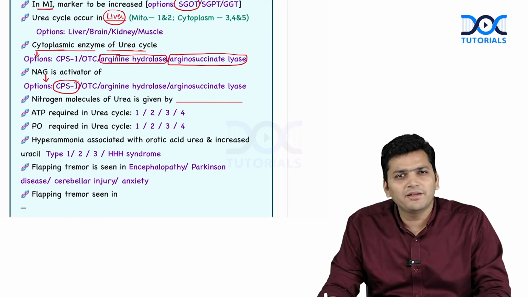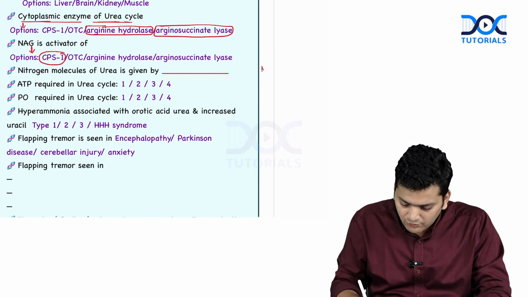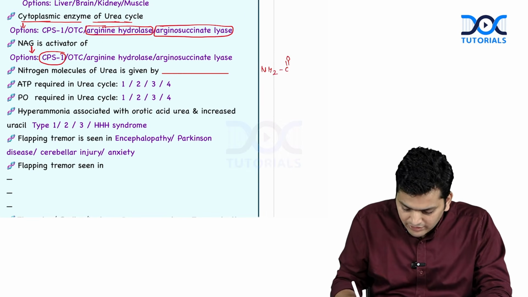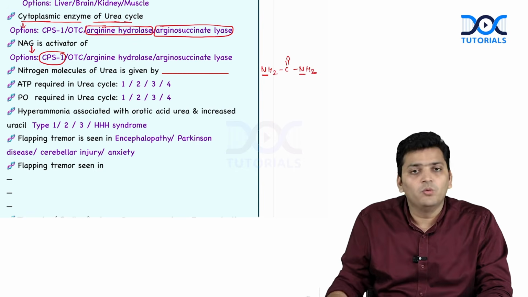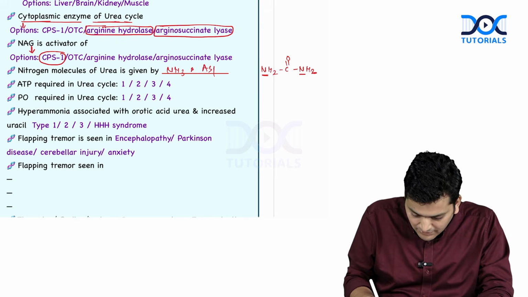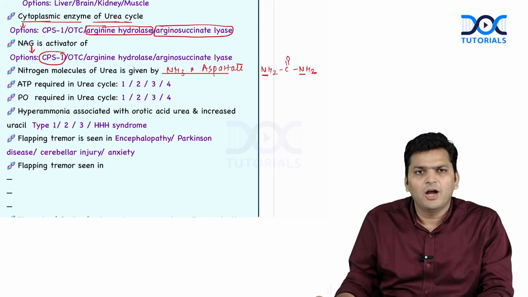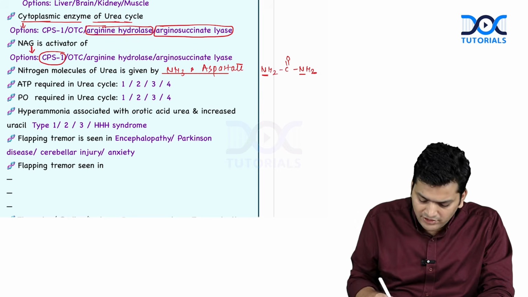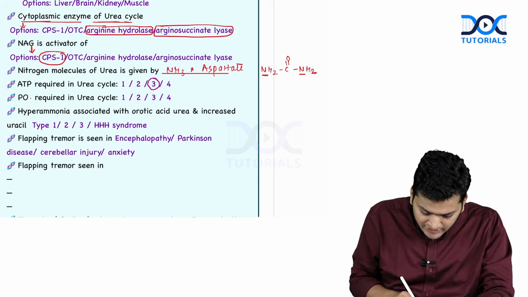Nitrogen molecules in the urea. How many nitrogens are there in the urea? If you remember, what was the formula of urea? NH2CONH2. So who gives these nitrogens? One is coming from ammonia and the second is coming from aspartate. How many ATPs are required in the urea cycle? 3 or 4? 3.